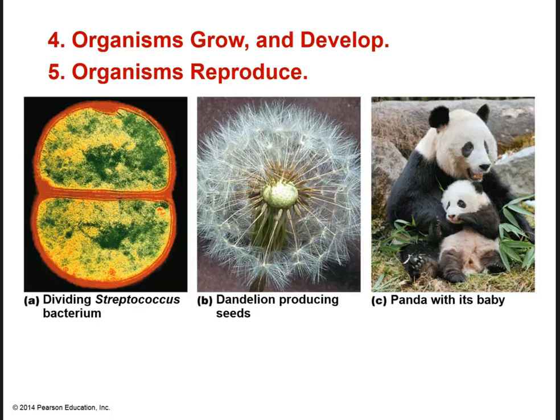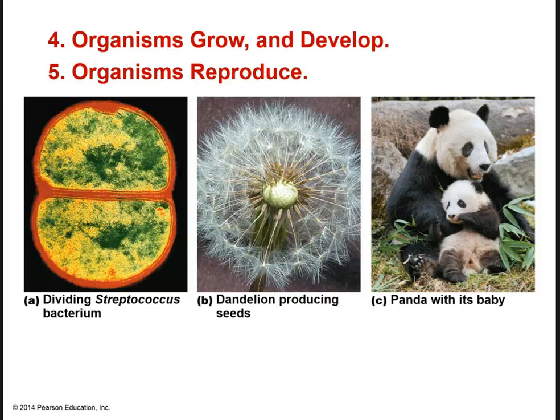Organisms grow and develop. Organisms reproduce. Bacteria reproduce by dividing in half through a process called binary fission. Plants reproduce by producing flowers and seeds. Animals use sex to produce offspring. In all 3 cases, the organisms that are produced will grow and develop into an adult version of the organism they came from.